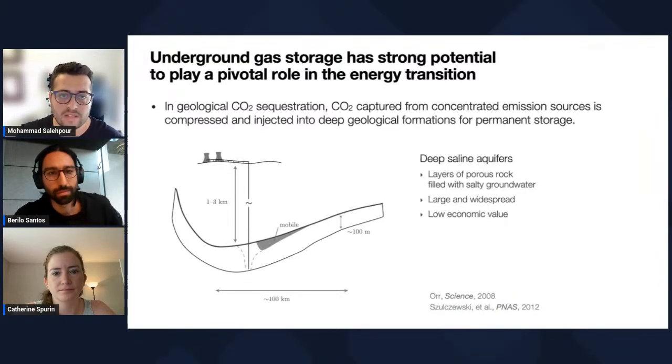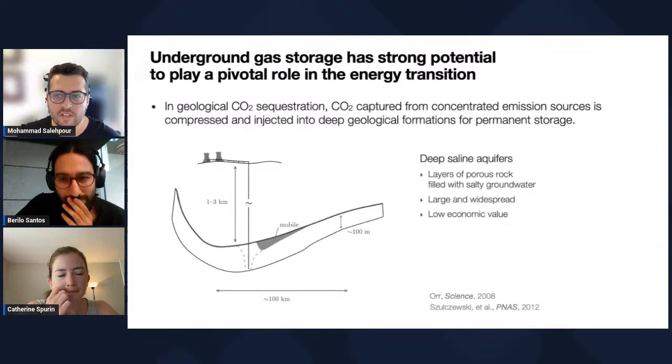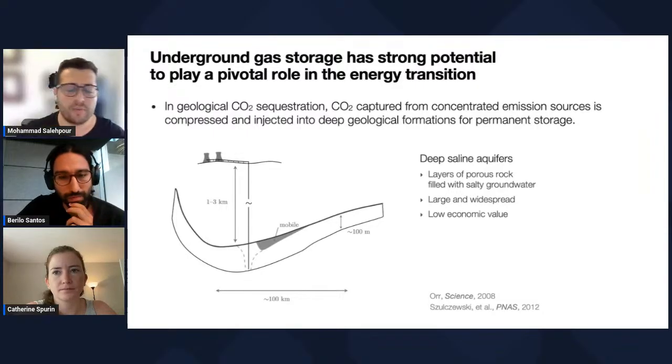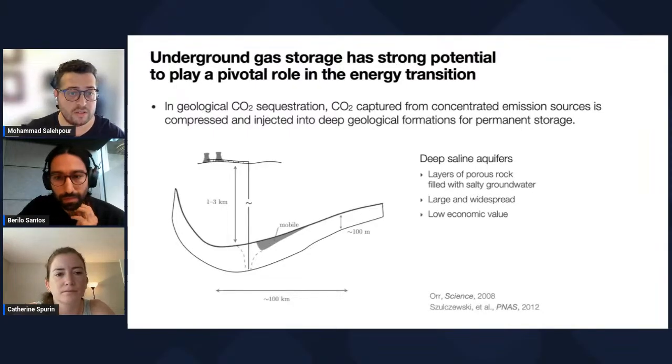Today, I'll be presenting some of our most recent results on Ostwald ripening in underground gas storage. So underground gas storage has strong potential to play a pivotal role in the energy transition. For example, CO2 sequestration. For geological CO2 sequestration, CO2 is captured from different emission sources, compressed and injected into deep geological formations for permanent storage. One of these geological formations is deep saline aquifers. They are layers of porous rock filled with brine. They're large and widespread, and they have low economic value.